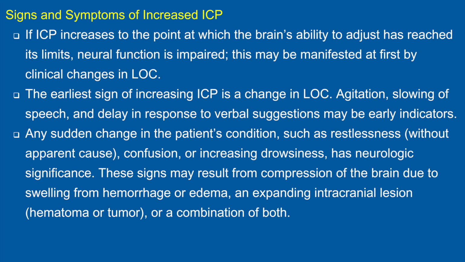Now we will see the signs and symptoms of increased ICP. If ICP increases to the point at which the brain's ability to adjust has reached its limits, neural function is impaired. This may be manifested at first by clinical changes in level of consciousness. The earliest sign of increasing ICP is a change in LOC. Agitation, slowing of speech, and delay in response to verbal suggestions may be early indicators.